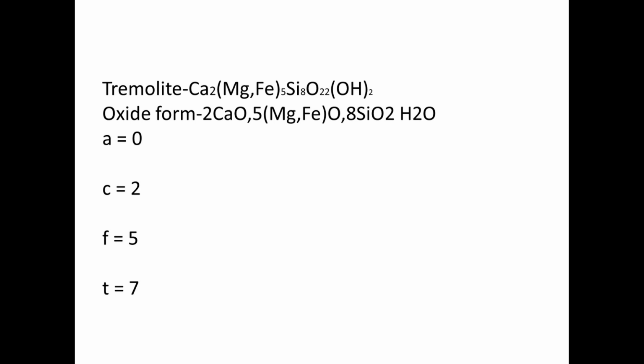Okay, now let's take another example. Let's take the example of tremolite, which has the formula Ca2Mg5Si8O22(OH)2. Now if we want to rewrite its chemical formula in the form of oxides, we will have 2CaO, 5 MgO, 8 SiO2 and H2O. We have no Al2O3 present here, so A equal to 0, and we have 2 CaO, so the C component will be 2, and there are 5 molecules of Mg and FeO, so F equal to 5.